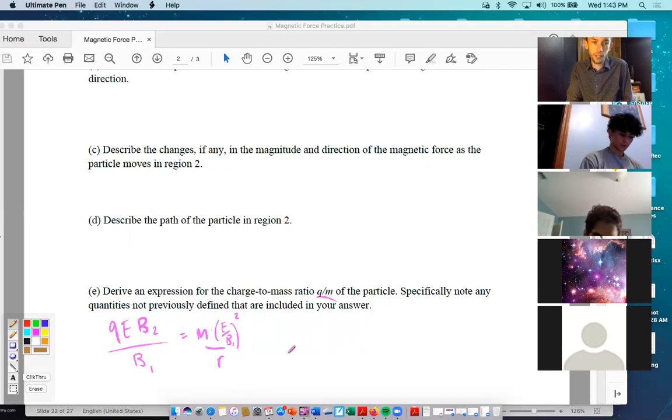And the only thing that we're introducing new here is R, where R is the radius of the circular path. I'll leave the algebra up to you guys, but you end up getting this. Q over M equals E over B1, B2 times R.